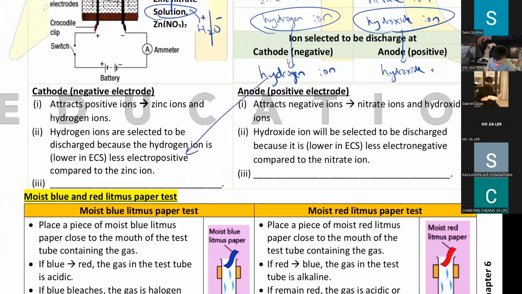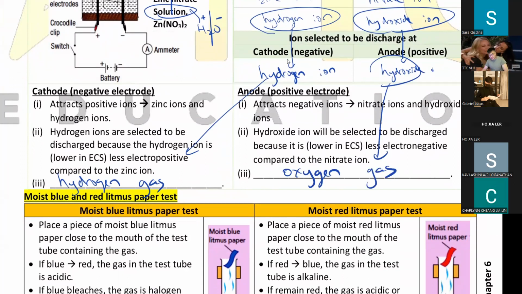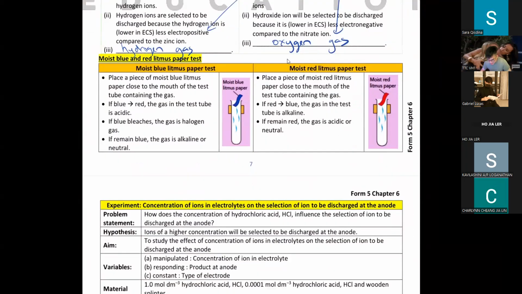Okay, so what do you see here? Same thing, you will see hydrogen gas. Same thing, you will see oxygen gas. Okay, you will choose hydrogen gas. You will choose oxygen gas.